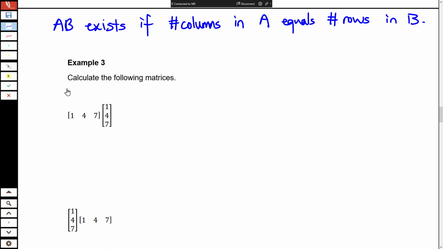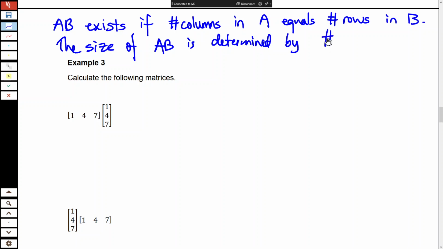This is the last layer. The other thing I need to say is, if I multiply two matrices, a question that we need to ask is how big will the final matrix be? So the size of AB is determined by the number of rows in A and the number of columns in B. That hashtag is just me being lazy. I don't want to write number of 4 times.